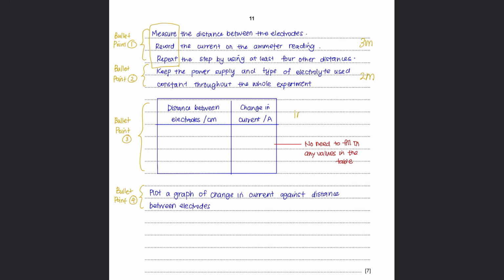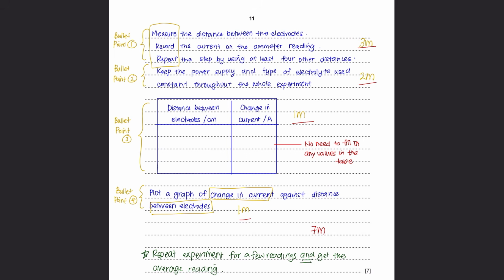Drawing a table gives you 1 mark, and displaying your results to reach a conclusion, plotting a graph of change in current against distance between electrodes, mentioned completely together with its axis, you will get a complete 1 mark. So all of this gives you 7 marks. If you want to be safe, you can also mention repeat the experiment for a few readings and get the average reading. You have to mention get the average reading to get an extra 1 mark if it applies.